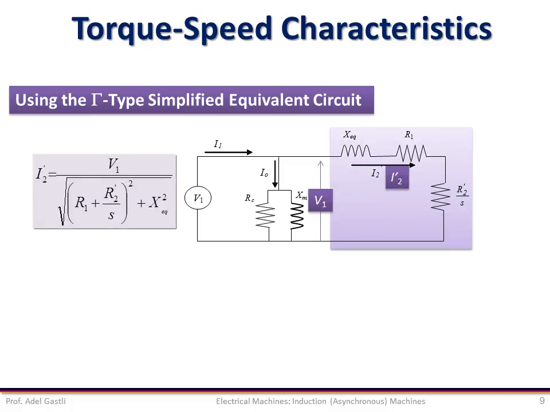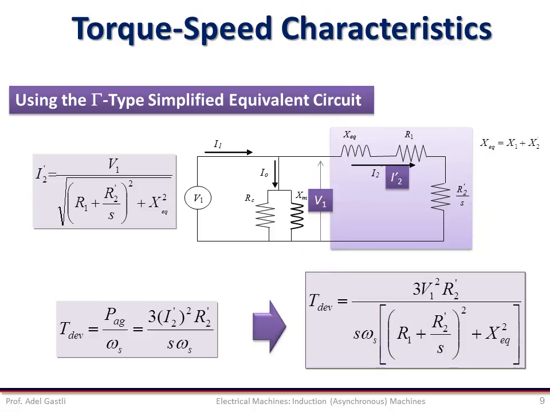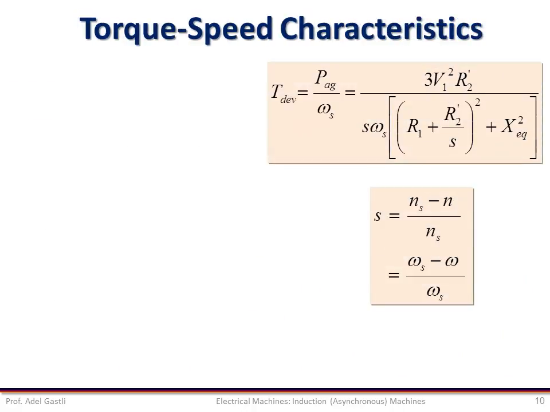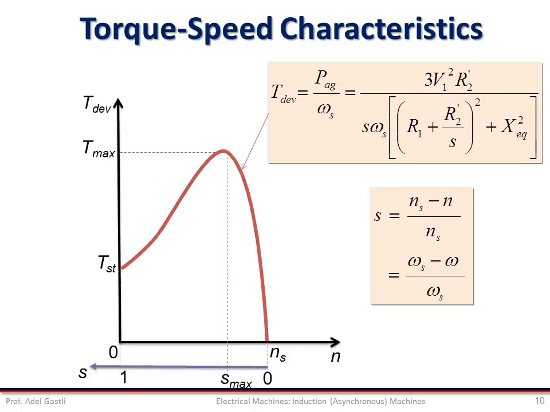From this circuit, we can deduce the expression of the rotor current referred to the stator side using this equation. We know already from the previous slide that the developed torque equation is as shown here. Thus, replacing the rotor current by its above expression, we can find the torque as a function of the synchronous speed and slip as shown here. Using this torque equation and varying the slip from 1 to 0, which is equivalent to varying the motor speed from 0 at standstill up to synchronous speed, which is the ideal no-load condition, we can plot the torque versus speed characteristic as shown here.